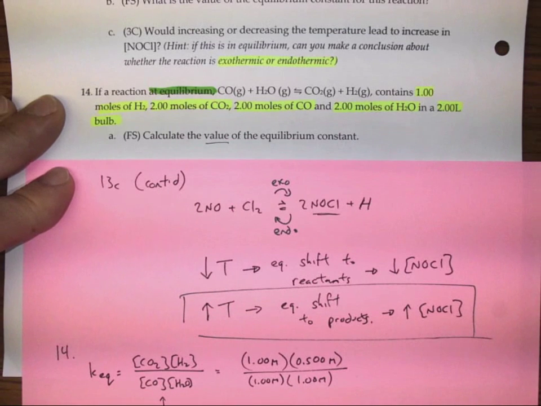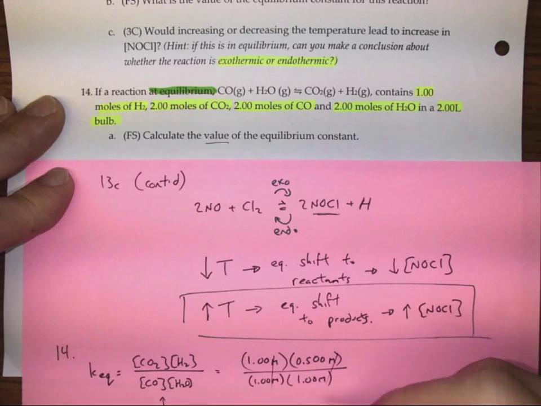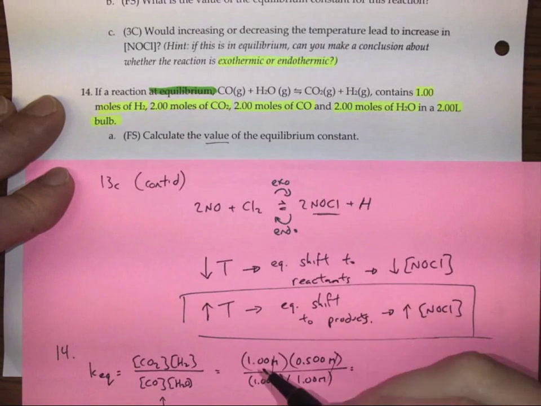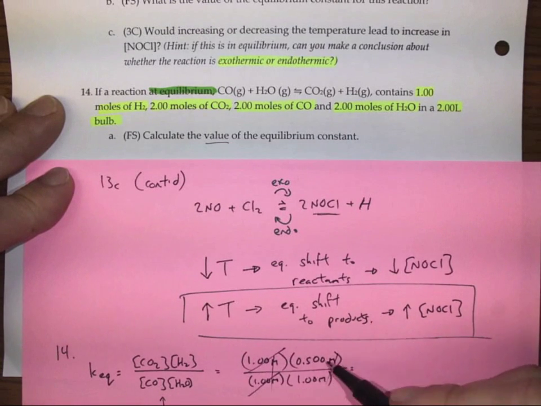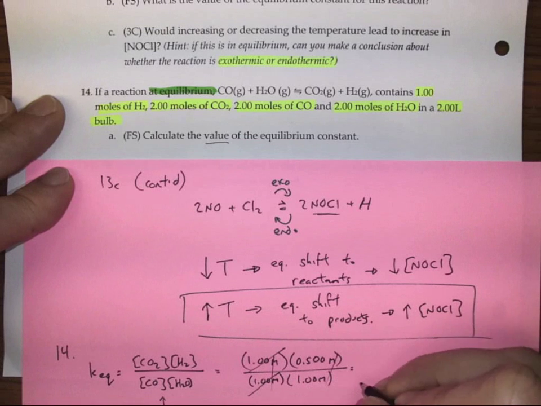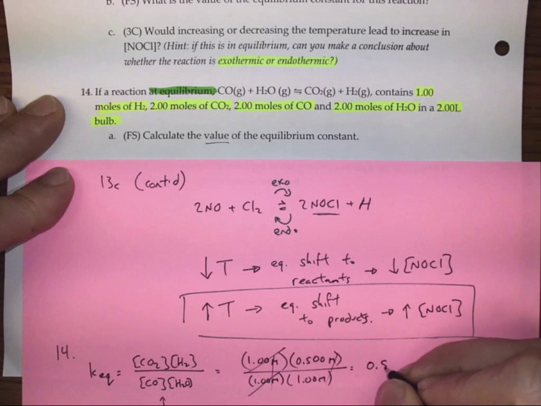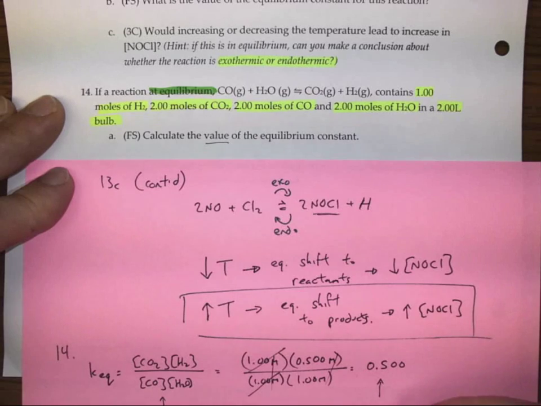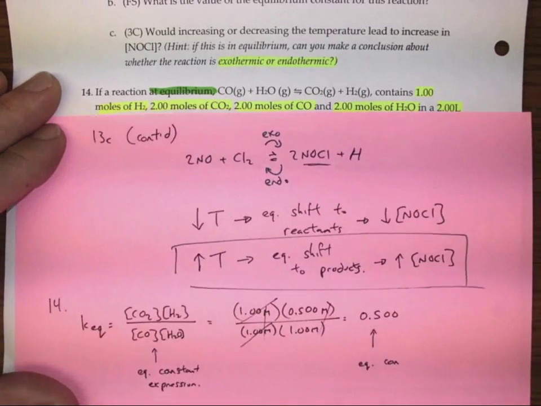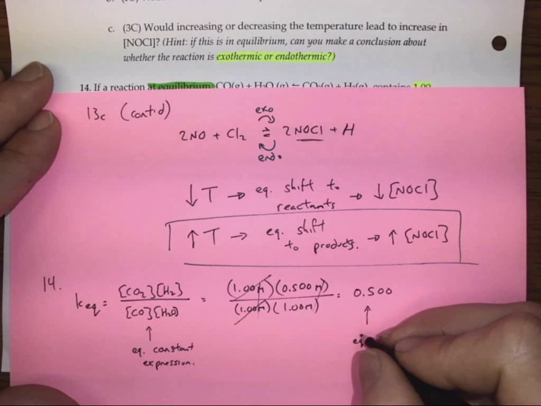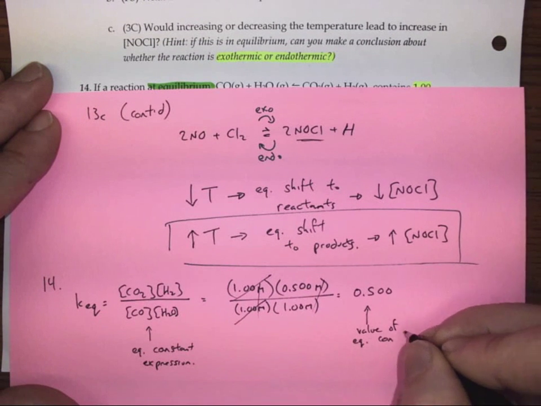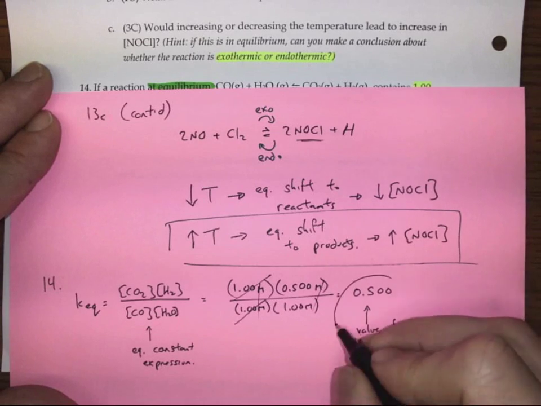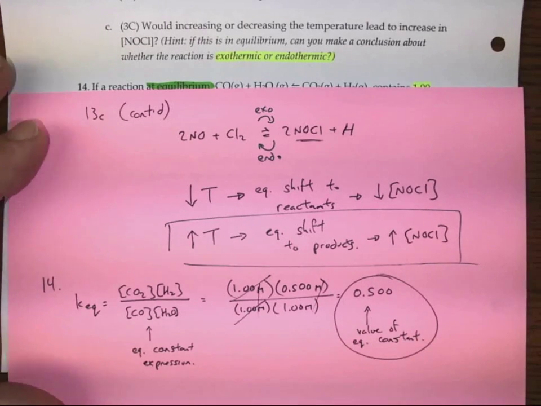Now we don't really care about the units, so we'll just ignore those. And also we have 1 divided by 1. Actually, the whole KEQ value just simplifies to 0.500. And that is the equilibrium constant, or the value of the equilibrium constant. Okay, that's question A.